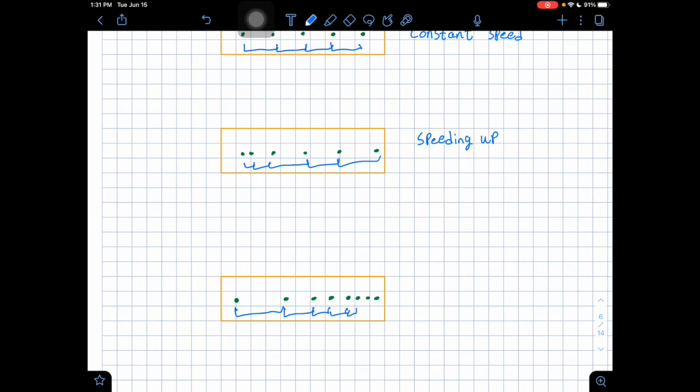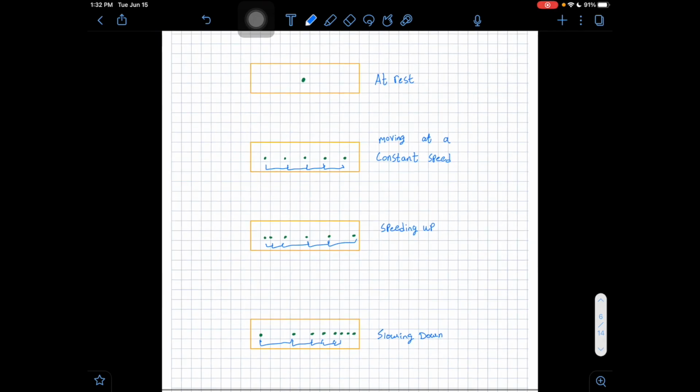So now you're entering the traffic jam at rush hour. So we're going to assume this is slowing down. And that's how we will determine the motion graph types.